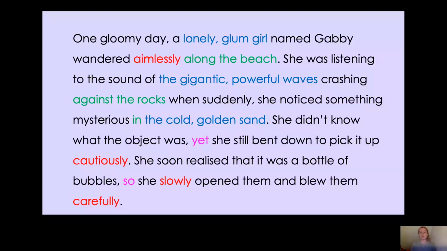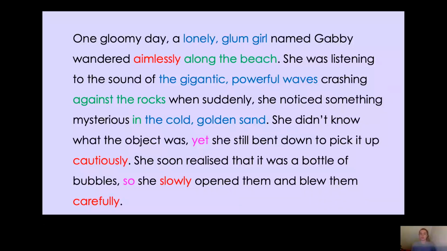And then I've described where they were. So they were crashing against the rocks. That's where they were crashing. They were crashing against the sand. They could be crashing against anything, crashing against a nearby boat. When suddenly she noticed something mysterious in the cold, golden sand.